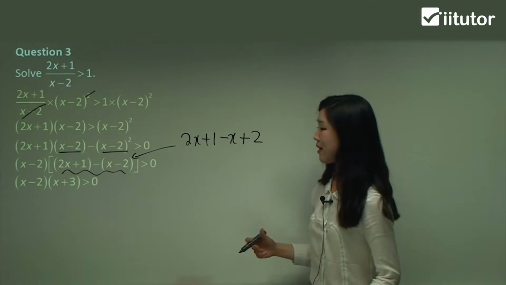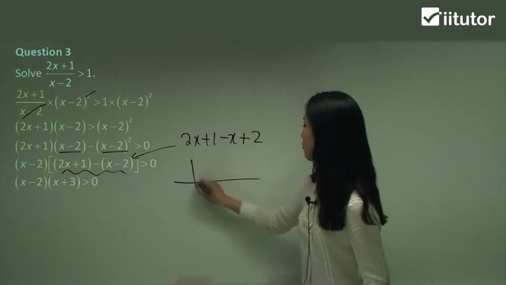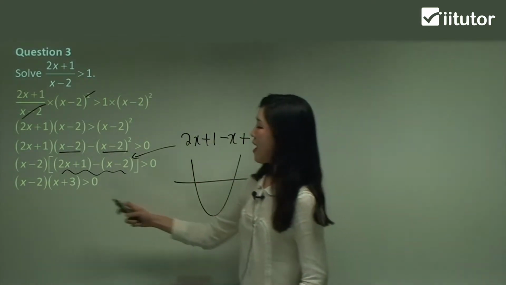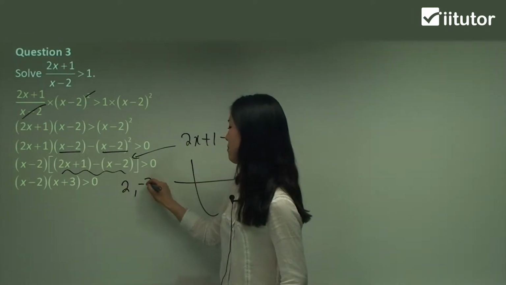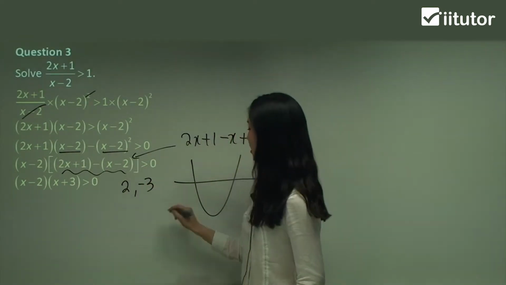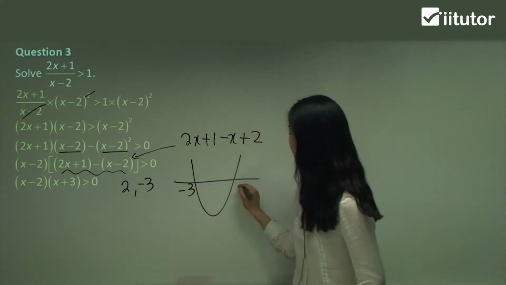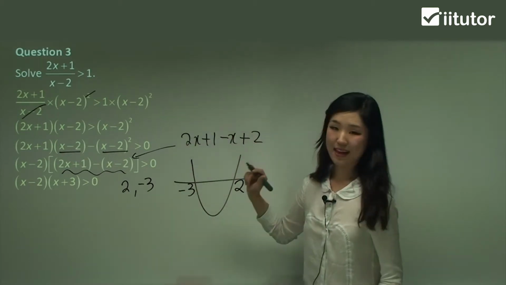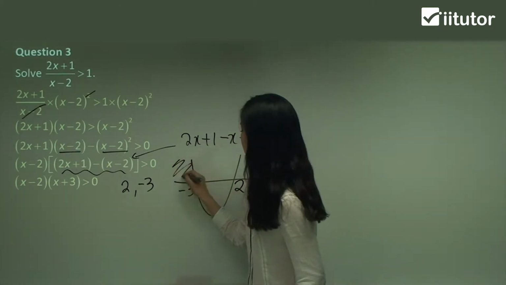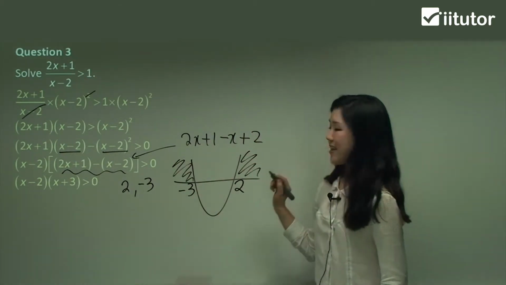This is where I draw my parabola. Just draw a brief looking parabola like that. And hope you guys can see the x-intercepts will be 2 and minus 3, isn't it? So it will be minus 3 here and 2 is greater than 0, so above the x-axis. So the regions will be over here and here.